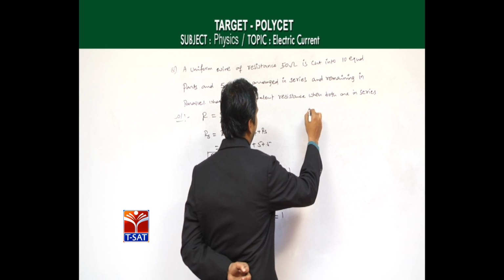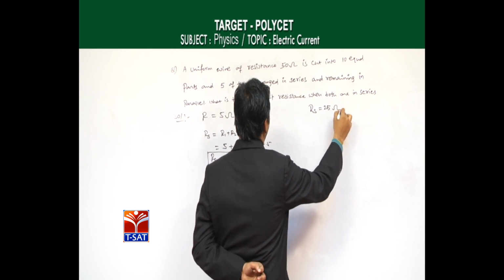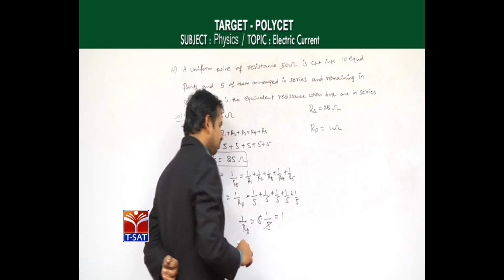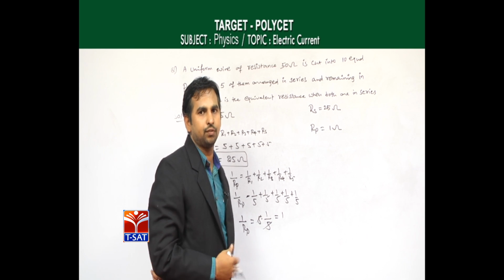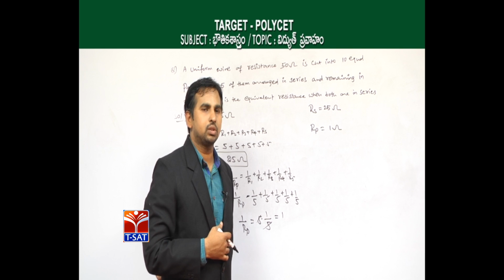Therefore, we finally got the Rs value as 25 ohms, and the Rp value as 1 ohm, because adding 1 by 5 five times, 5 into 1 by 5, becomes 1. Then the Rp value becomes 1 ohm.